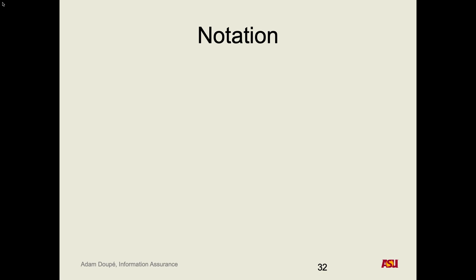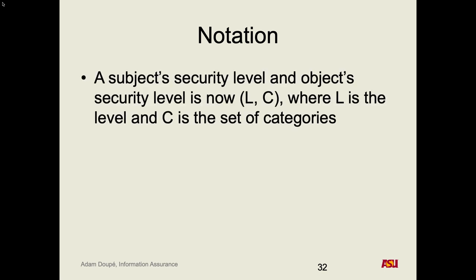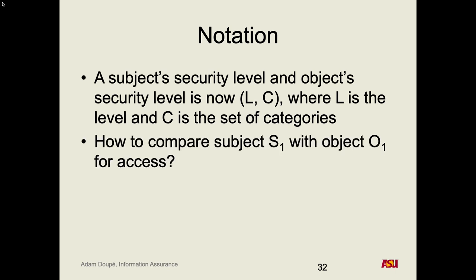So now objects don't just have a level, they also have a set of categories with them. We can say the subject security level and the object security level are both a tuple, L and C, where L is the level and C is the set of categories. Everyone good? Not crazy syntax? Okay. So now how do we compare subject S with object O?